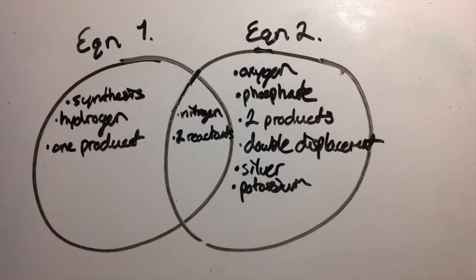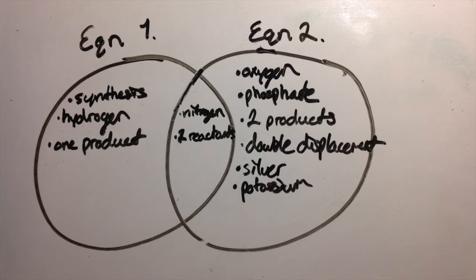There are very few similarities between equation number 1 and equation number 2, including that both equations have nitrogen, and they both have 2 reactants in it. The differences between these two reactions are that in equation 1, it is a synthesis reaction, it contains hydrogen, and it only has one product. But in equation 2, it contains oxygen, phosphate, 2 products, double displacement is the reaction type, it contains silver and potassium.